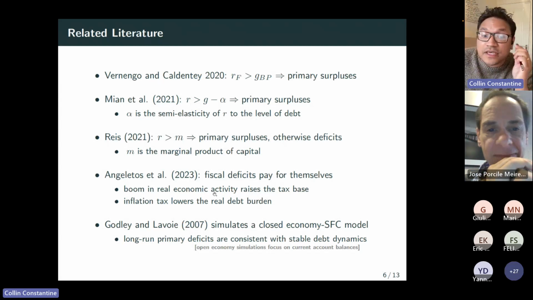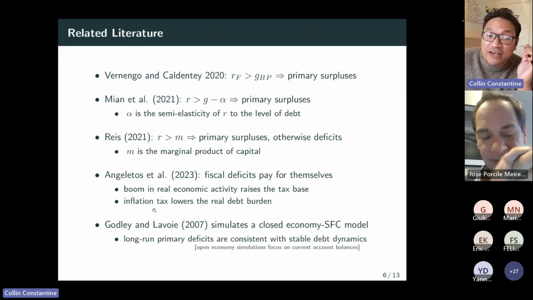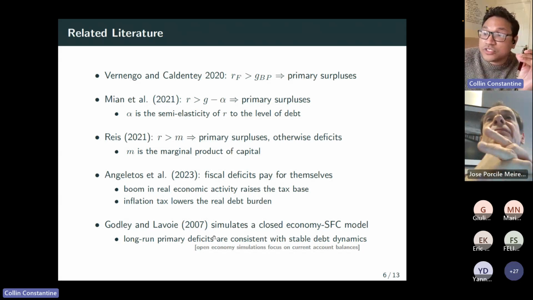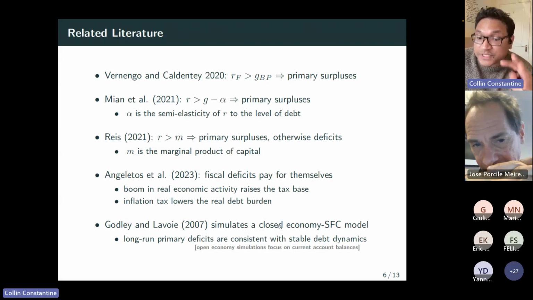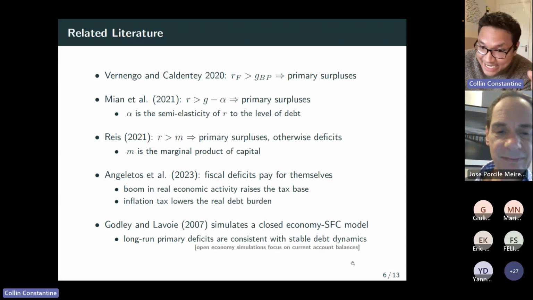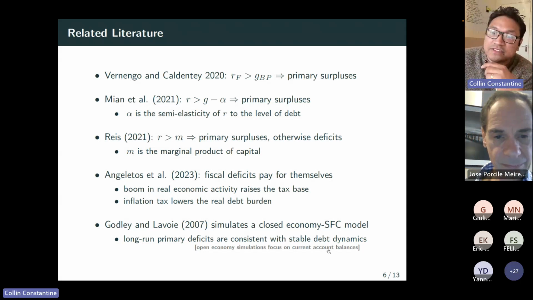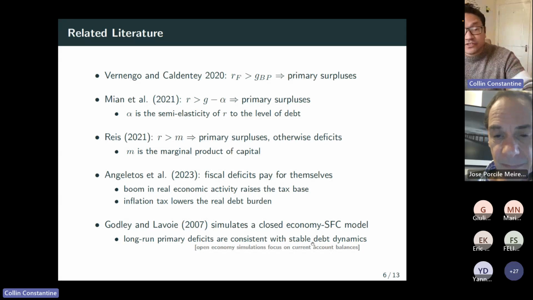Now, Godley and Lavoie, in 2007, in a closed economy setup do provide some simulation results that show we could have a primary deficit in the long run and a stable debt to GDP ratio. They do have open economy simulated results in this particular paper, but those open economy simulations are not interested per se in debt dynamics. They're more interested in current account balances, current account stability, etc. So I, in a sense, reinforce Godley's closed economy result with specific channels and some intuition.